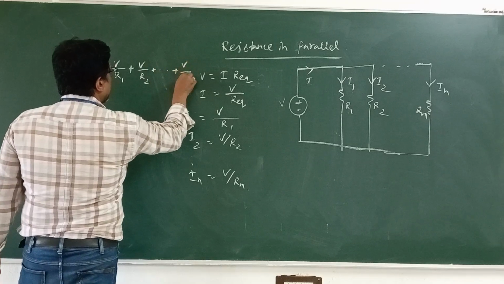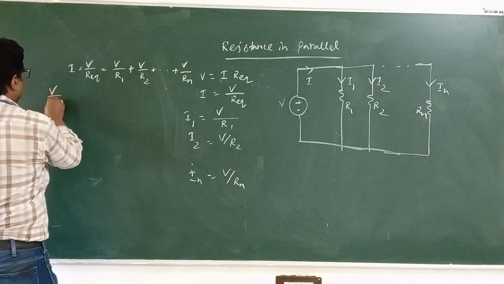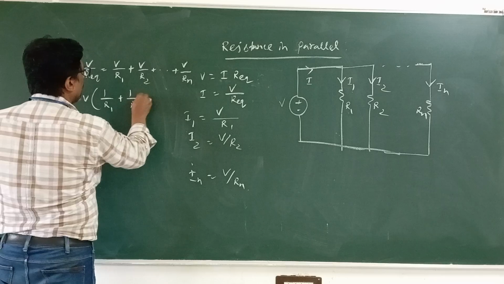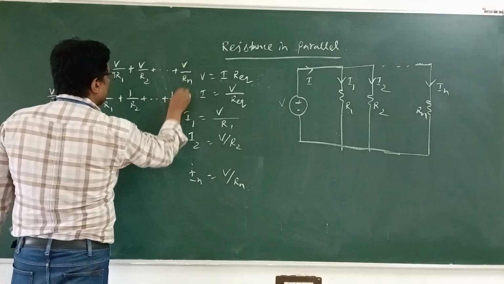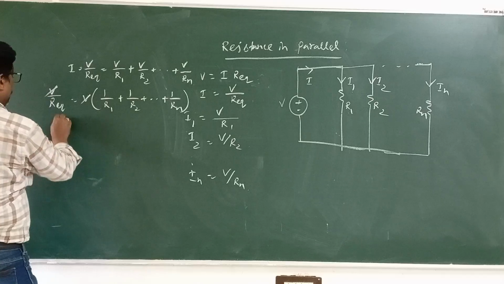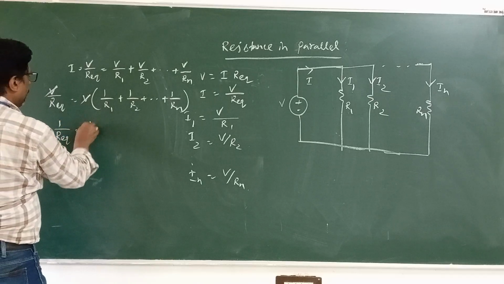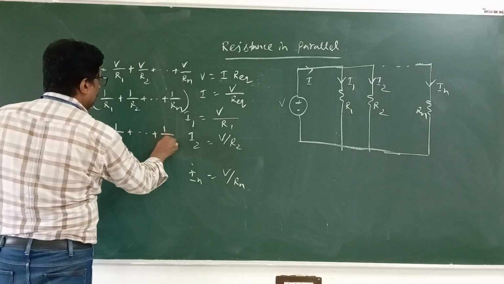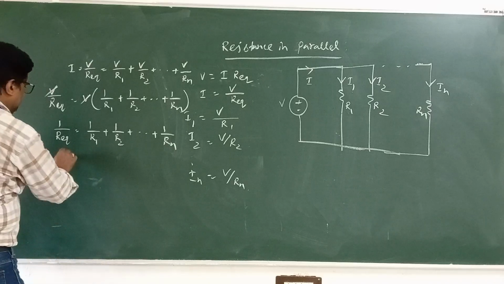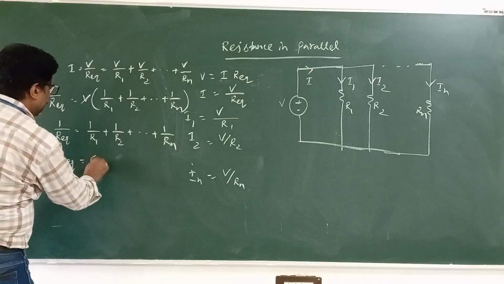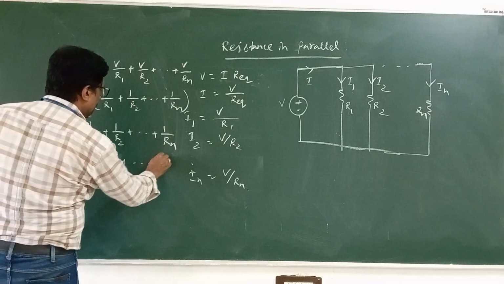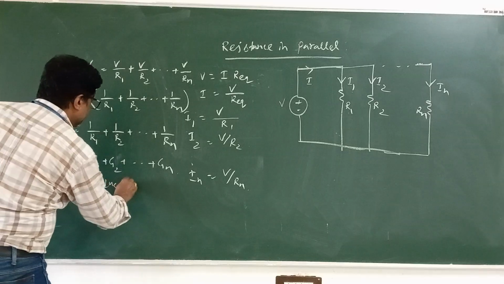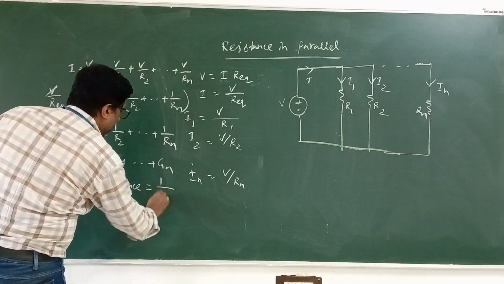I equals V by R1 plus V by R2 up to V by Rn. Taking V common, I equals V times (1 by R1 plus 1 by R2 plus up to 1 by Rn). Cancelling V, 1 by R equivalent equals 1 by R1 plus 1 by R2 up to 1 by Rn. Or if we take the reciprocal of resistance, that is conductance, G equivalent equals G1 plus G2, where G is the conductance of the material, which is the reciprocal of resistance.